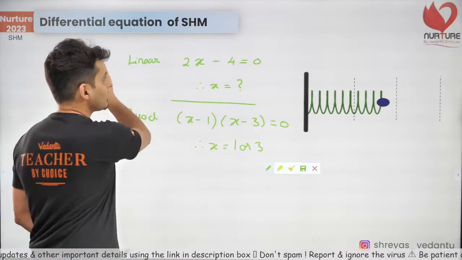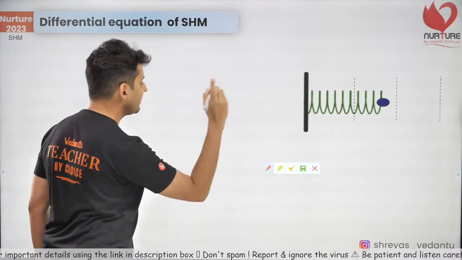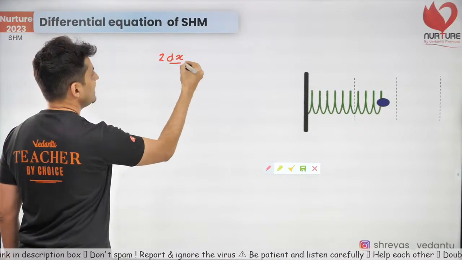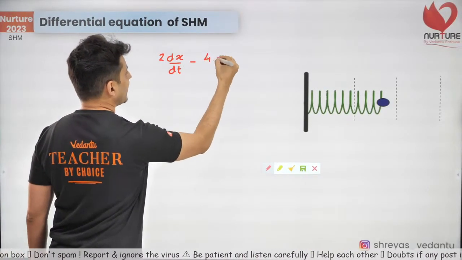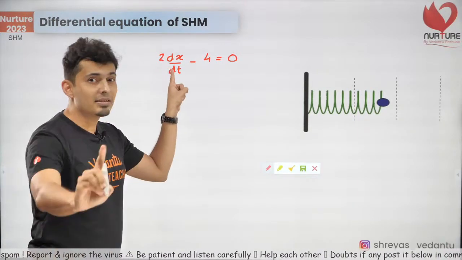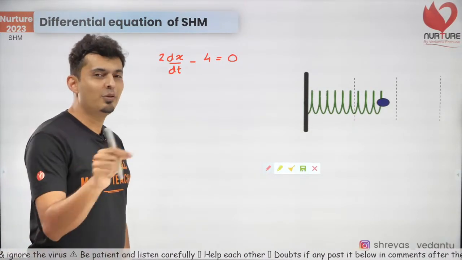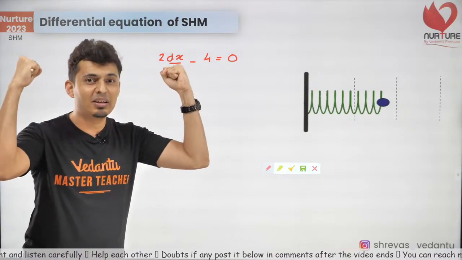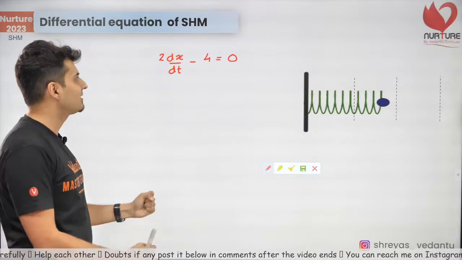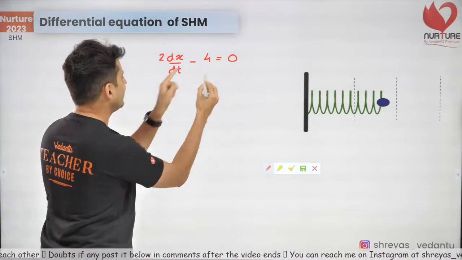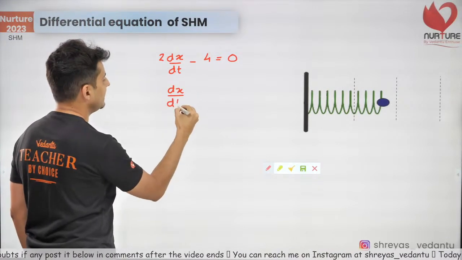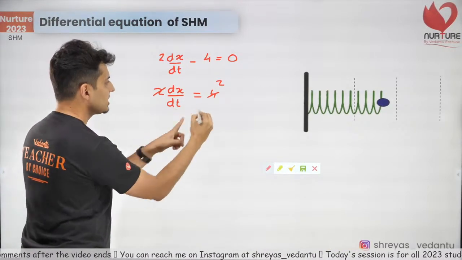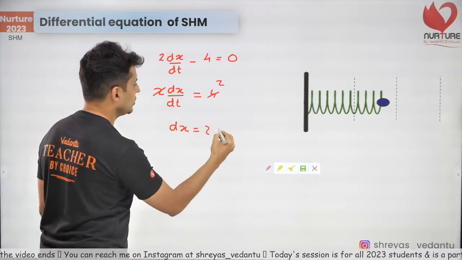Now imagine this. I give you another equation: 2 times dx by dt minus 4 is equal to 0. This is not a linear equation. This is a linear differential equation because there is a derivative term. Now you will be like, oh my god, what is this? Guys, it's very easy. Just take the 4 to the other side. So this will become 2 dx by dt is equal to 4. Cancel the 2, it will become dx by dt is equal to 2. Over here, shift the dt to the other side. So dx will become 2 times dt.